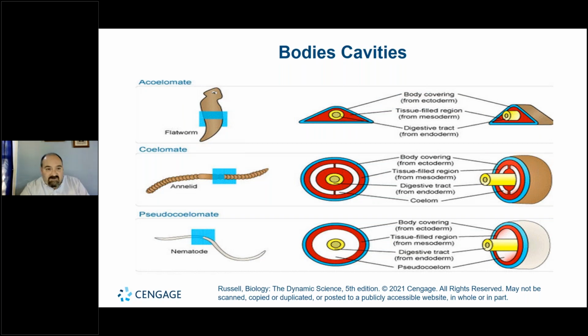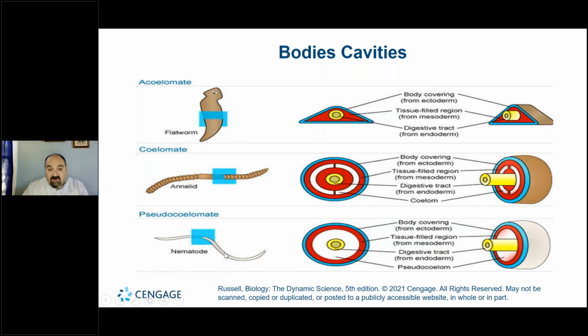As far as cavities are concerned, there are coelomates and pseudocoelomates, right? So here's that segmented worm. The coelomate, humans, coelomate. We have multiple cavities present and covered in serous membranes, these membranes that cover the structures present within.